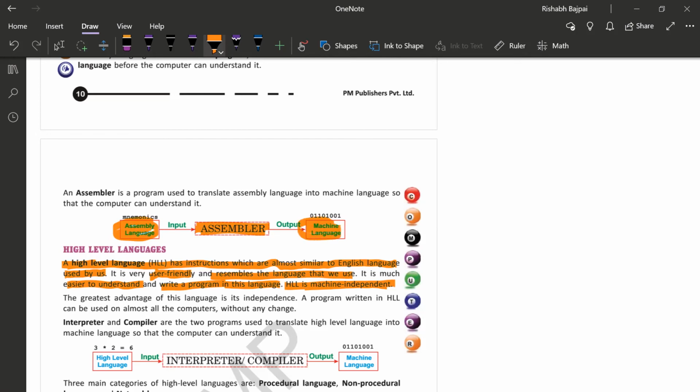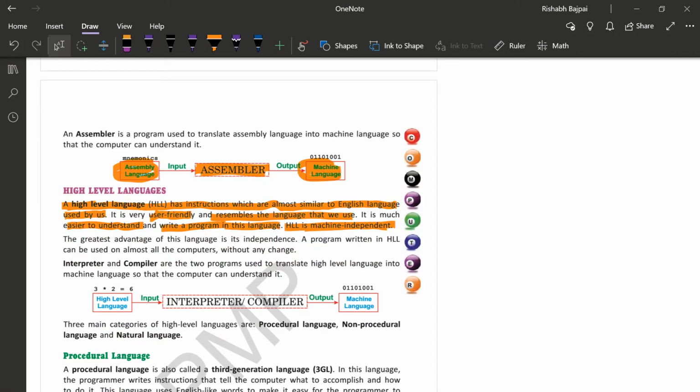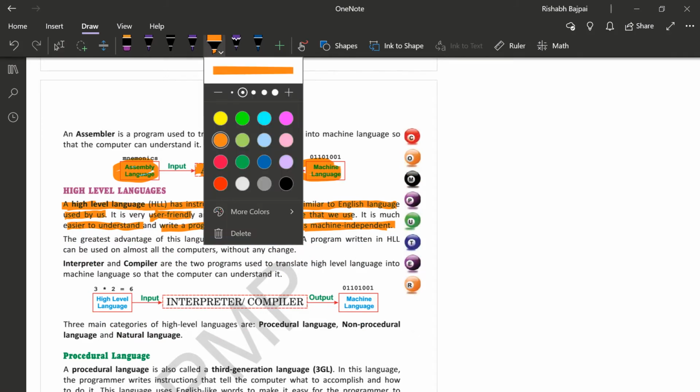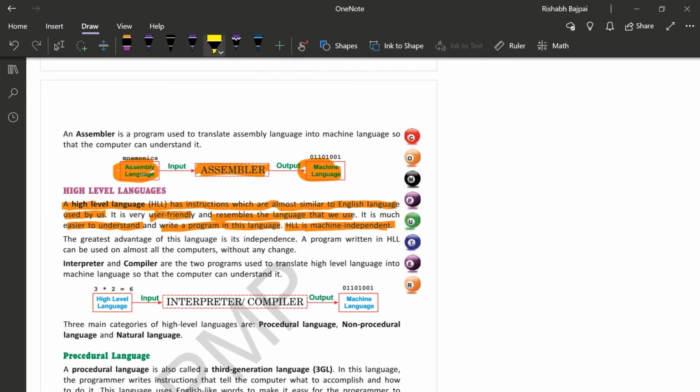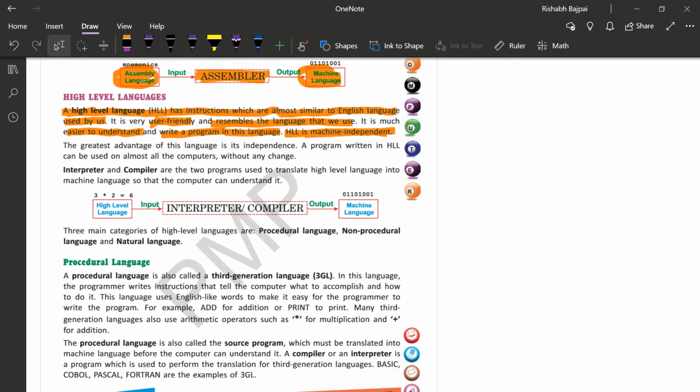Clear? In the same manner, if we talk about the role of interpreter or compiler, then these are also translating programs, and the role is similar to assembler, because interpreter and compiler just convert the high level language into machine language.